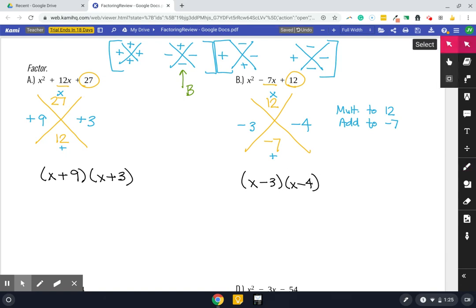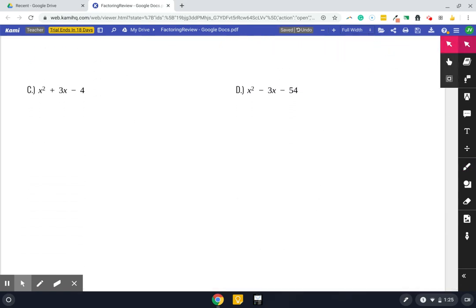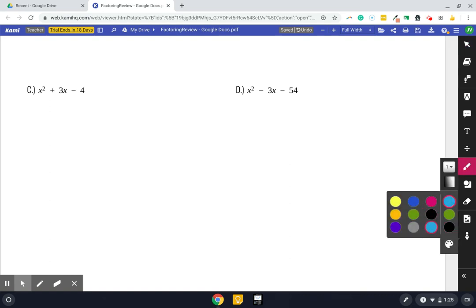If we scroll down here a little bit, I'm losing my stuff at the top, but that's okay. I think we can remember it. We have a little bit different problem here. We've got a minus on top and a plus on the bottom. So multiplying to -4, adding to make 3, and we need a plus, minus. And whenever we're dealing with a plus, minus, where the top is negative and the bottom is positive, the bigger number in the problem will be positive and the smaller number will be negative.